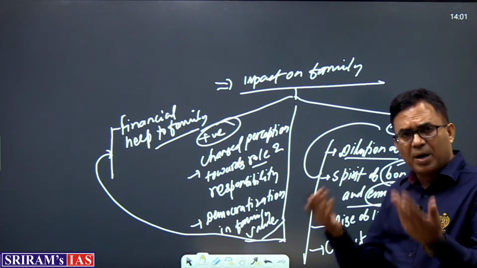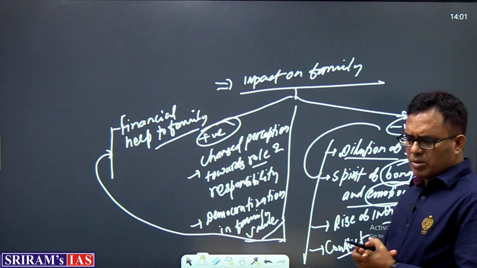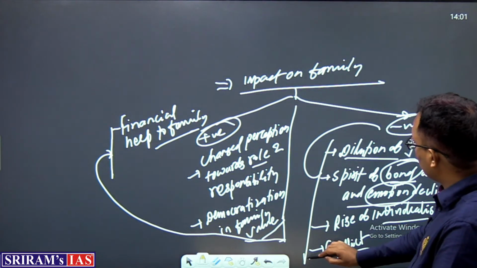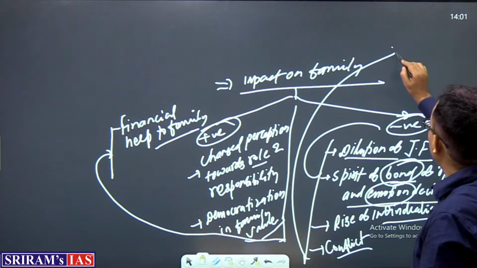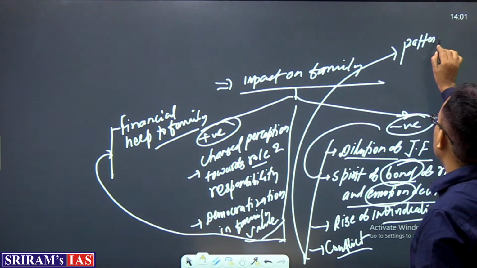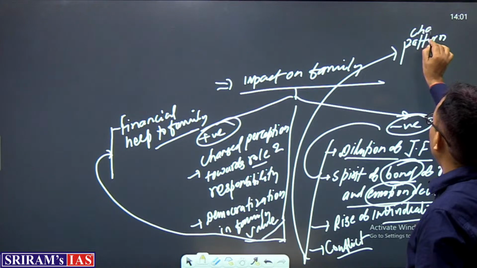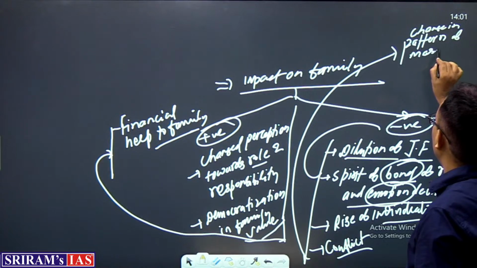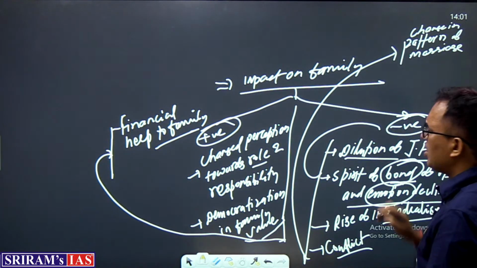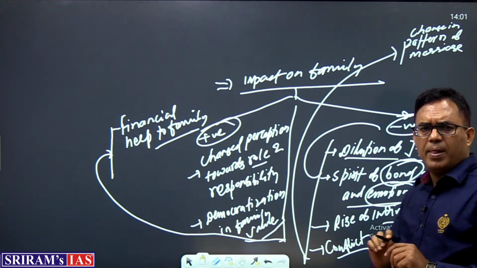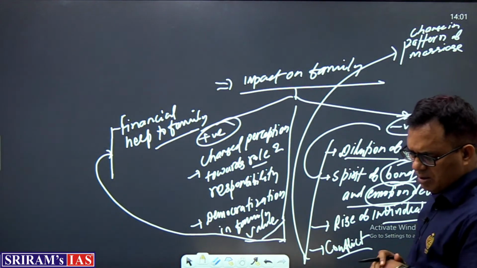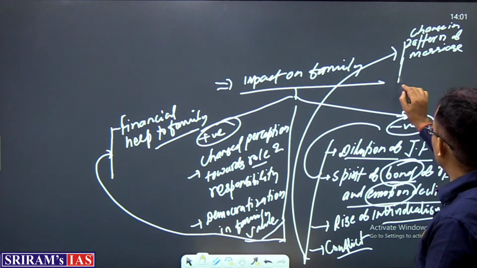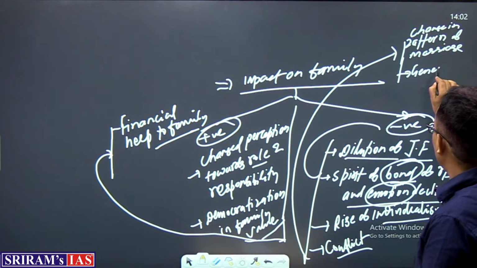And so far as the woman part is considered, we talk about the changed pattern of marriage. Not much change, but at least in the middle class there has been some change in the mate selection process. And last but not least, we can say this is also creating a generation gap.